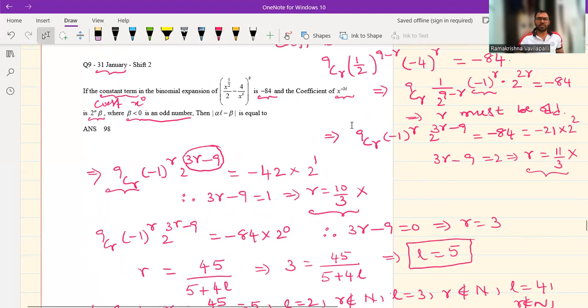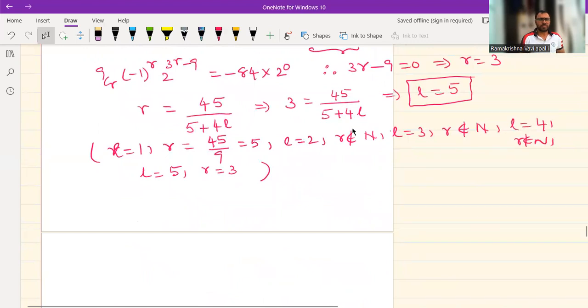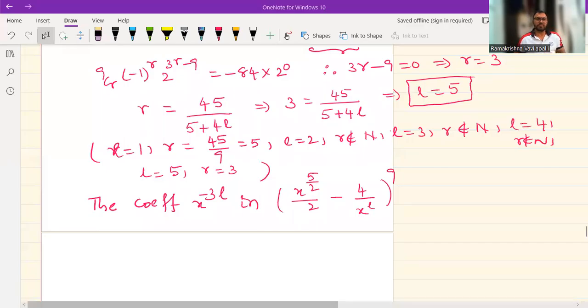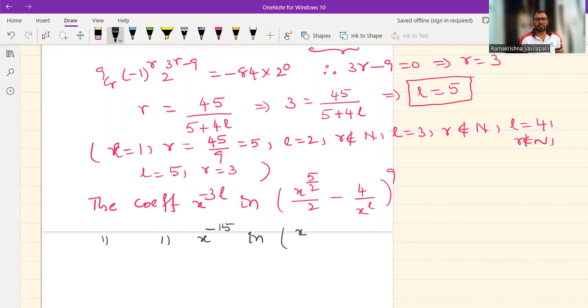Well, the coefficient of x to the power minus 15 in (x^(5/2)/2 - 4/x^5)^9. Okay, we want to find this.